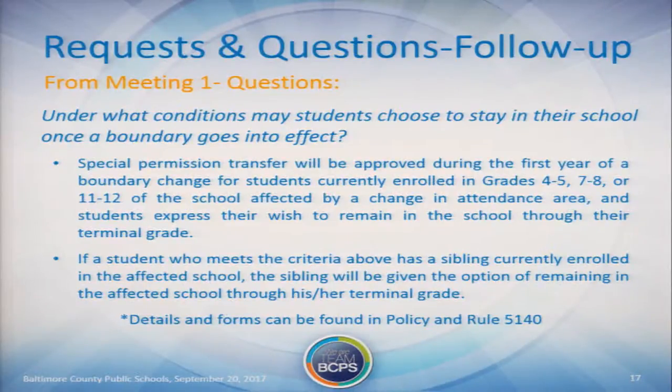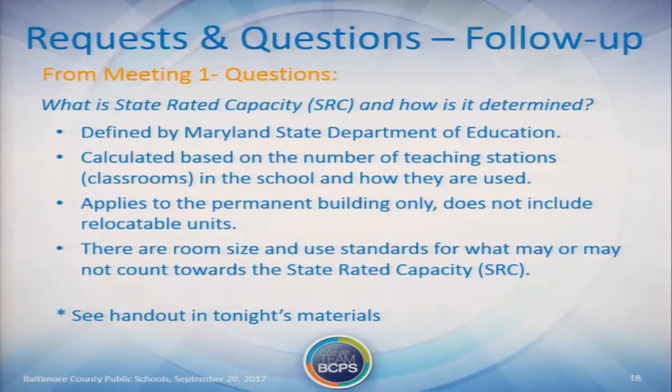So those final 2 years, if a student is in the 4th and 5th grade at that time, those students are eligible for special permission transfer. If a student who meets the criteria has a sibling currently enrolled in the affected school, the sibling will be given the option of remaining in the affected school through his or her terminal grade as well. There are more details about special permission transfers in Rule 5140 on the school district webpage.